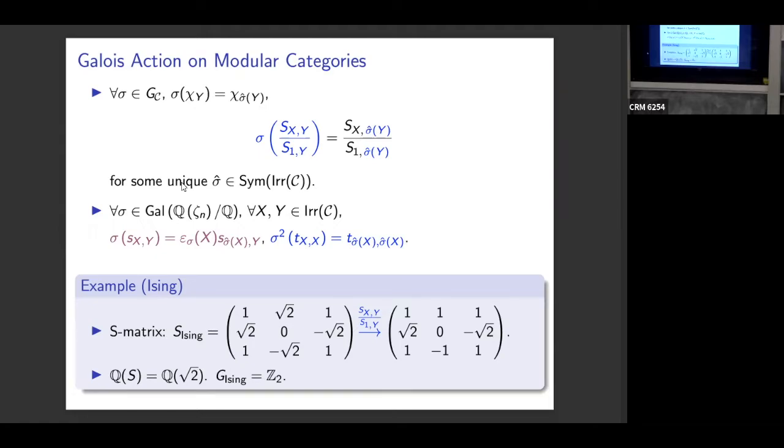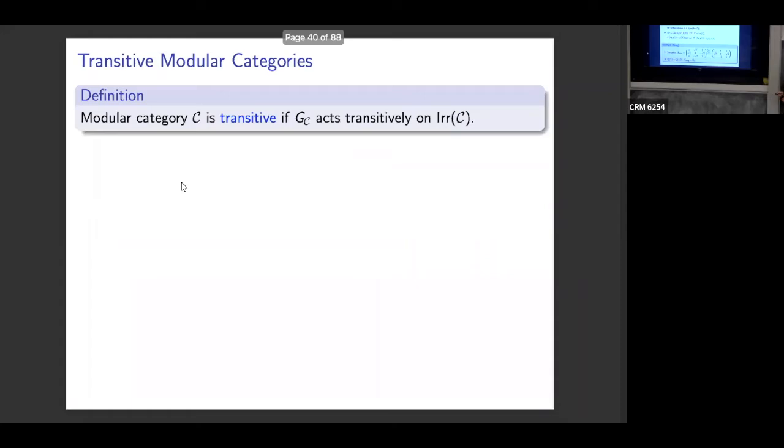So that's basically the two basic tools we're going to use in this talk. One is the representation of SL2Z, and the other one is the Galois action. Right now we're ready to talk about the classification in terms of the Galois orbit. First we want to consider when the orbit is 1, which is the case when the Galois action is transitive. We call a modular category transitive if the Galois group acts transitively on the set of simple objects.